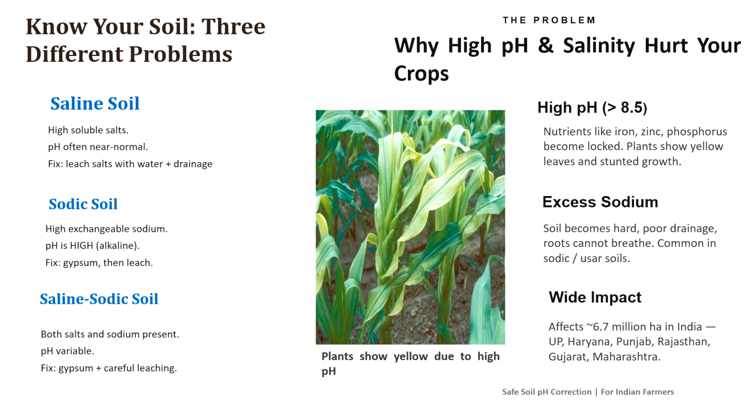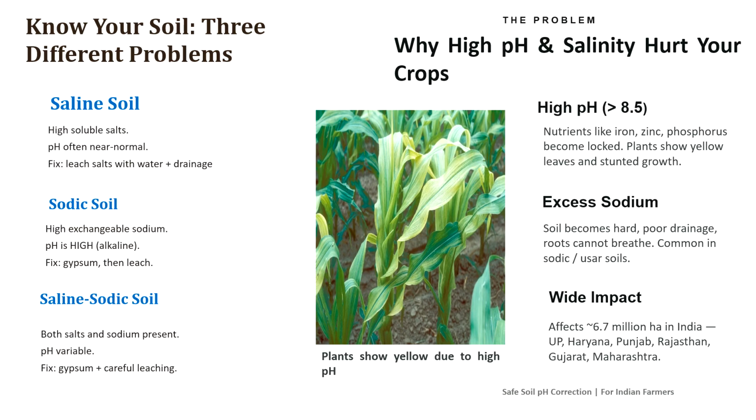Why do high pH and salinity hurt your crop? High pH, greater than 8.5. Nutrients like iron, zinc, and phosphorus become locked, so plants show yellow leaves and stunted growth. You can see the maize plant showing yellowing. With excess sodium, soil becomes hard, drainage is poor, and roots cannot breathe, which is common in sodic soil. It affects 6.7 million hectares in India: UP, Haryana, Punjab, Rajasthan, Gujarat, Maharashtra.